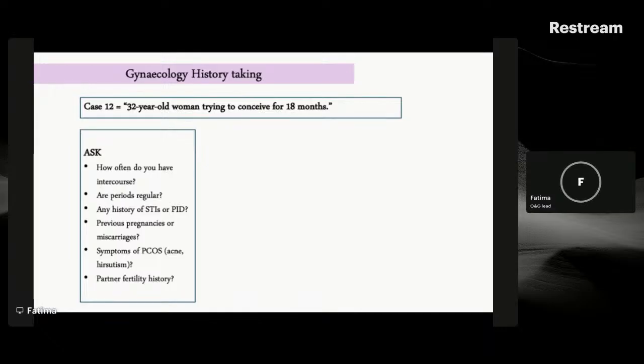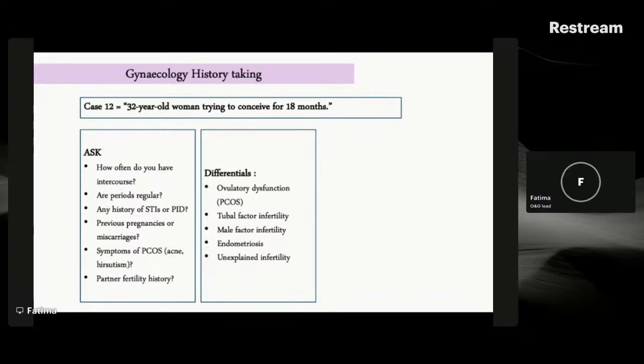This can predispose to infertility as well. And then, what is the partner's fertility history? Has the partner ever had children with a different partner, proving that they are not infertile or they haven't had infertility in the past? Differentials here would be PCOS, as we mentioned, could be tubal factors, okay? So that could be, is there endometriosis causing pressure on the tube, blocking the tube and blocking the egg from getting from the ovary to the actual uterus, therefore causing infertility? Is there a male factor infertility?